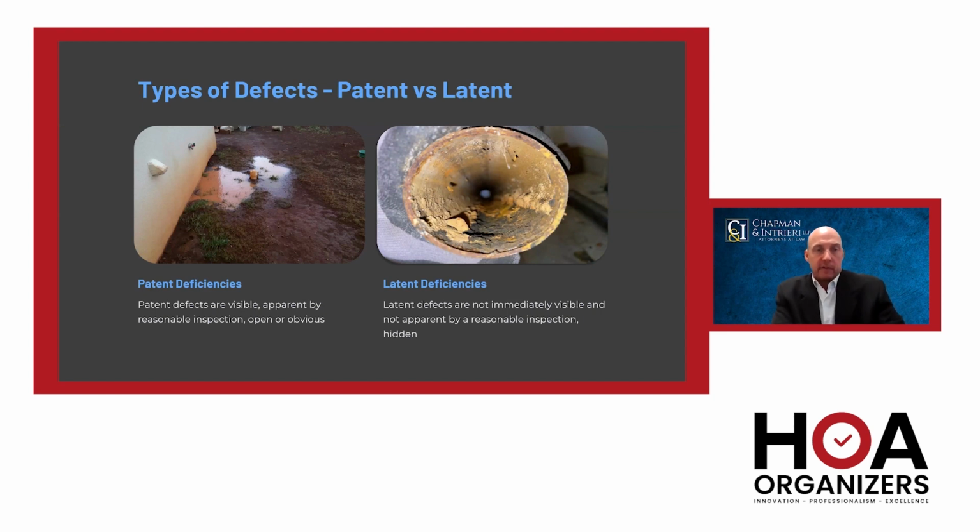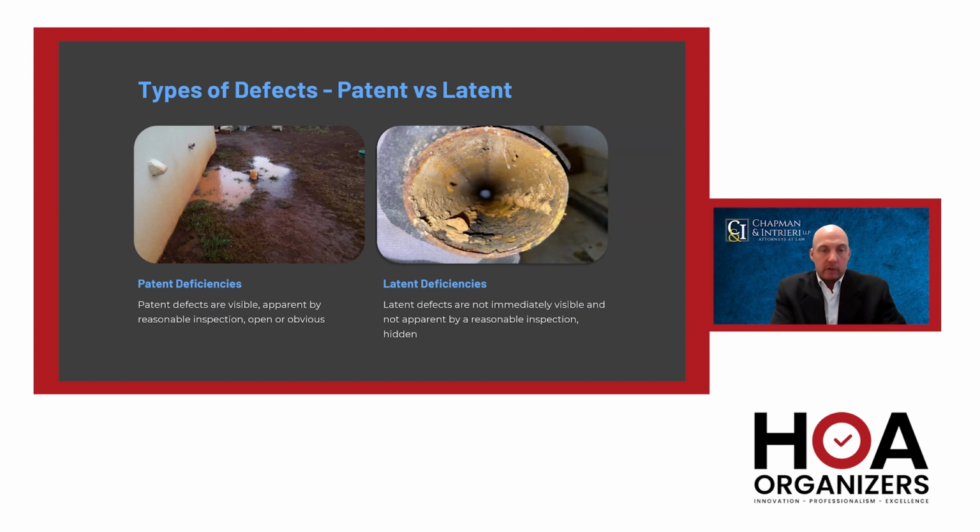So, different types of defects. Primarily, we're talking about patent versus latent defects. Patent deficiencies are things that are obvious and readily observable. If you look here in the photograph to the left on the screen, you can see there is some ponding due to poor drainage adjacent to the base of the structure. And this is what we call a patent or obvious defect.